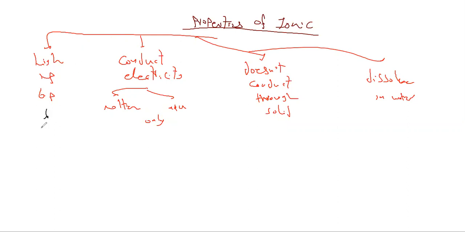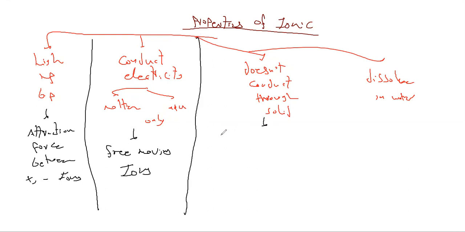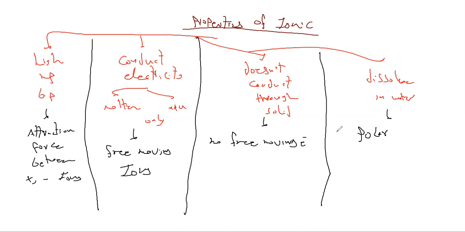Have high melting and boiling point due to attraction force between positive and negative ions. And conduct when molten or aqueous due to free moving ions. And we said in case of molten or aqueous, we say ions, while in case of solid, we are saying no free moving electrons. And dissolve in water because it is a polar compound. Polar means that it contains two poles, positive and negative. So these are the properties of ionic.